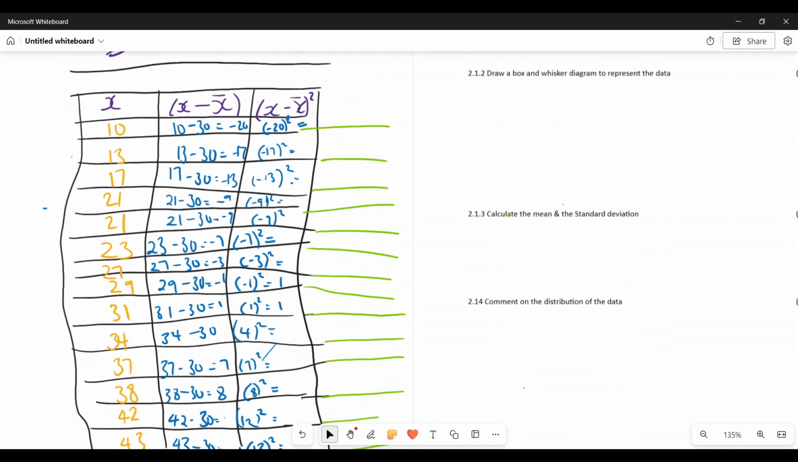And now, finally, I'm going to punch these values into my calculator. Negative 20 squared is equal to 400. Doing the same for every answer I got, negative 17 squared is equal to 289. So you need to do the same thing for every value.